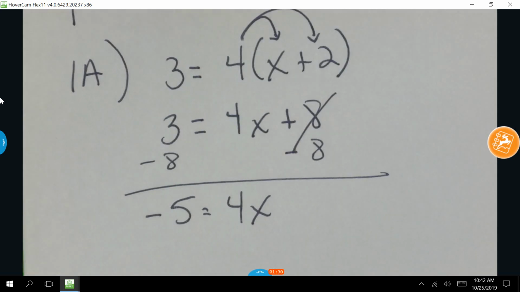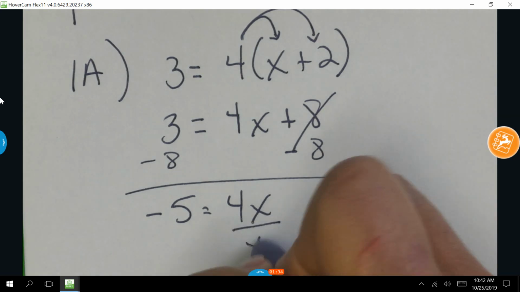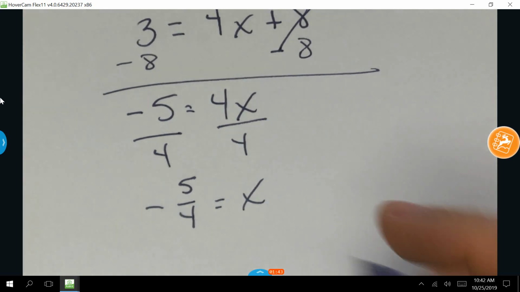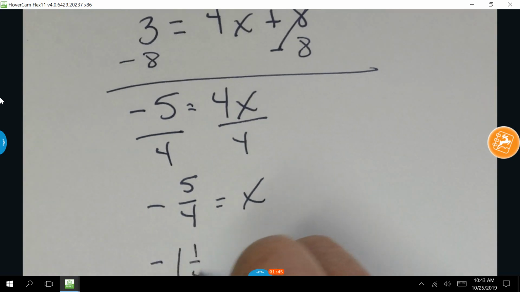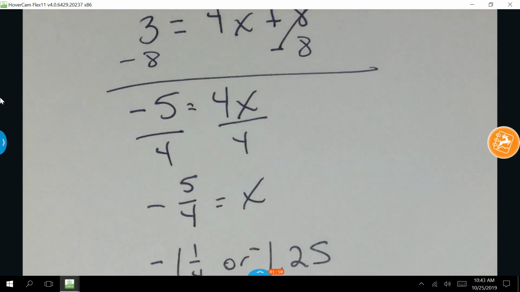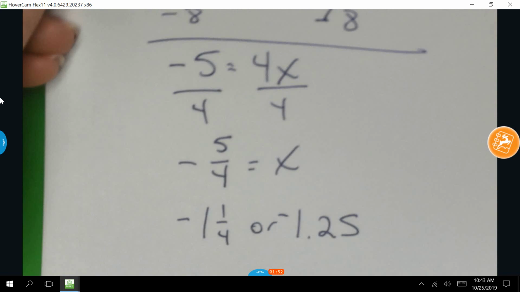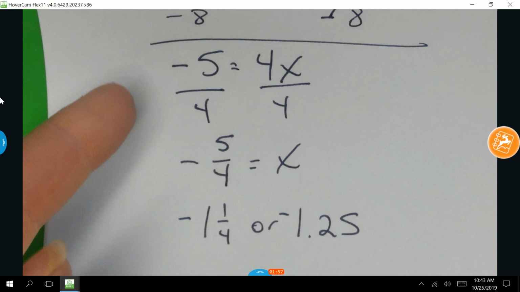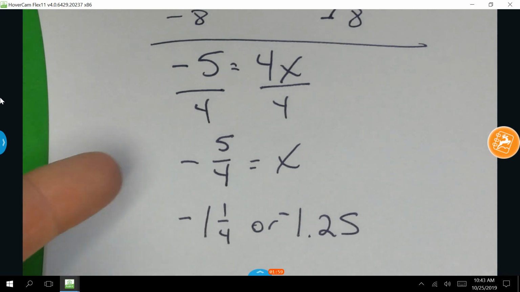And then what do we do next? You divide 4x by 4. You divide 4 on both sides. So x equals negative 5/4. And you can just leave it like that, or if you want to change it, negative 1 1/4, or even negative 1.25. Any one of those is correct. Because for the most part, you can leave things as improper. Because when we go to do slope and linear functions, we leave it improper anyway.